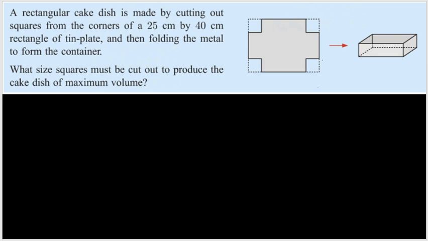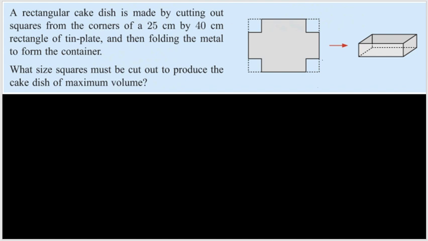Okay, now let us see an optimization word problem. It is one of the applications of differential calculus. It's very interesting. The question says a rectangular cake dish is made by cutting out squares from the corners of a 25 centimeter by 40 centimeter rectangle of tin plate and then folding the metal to form a container.